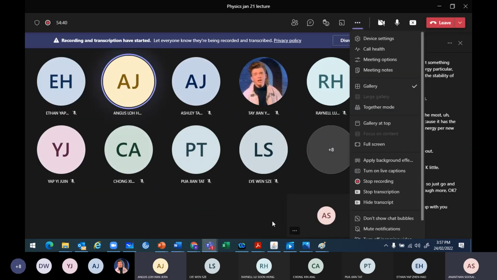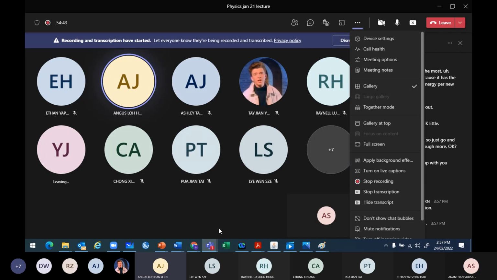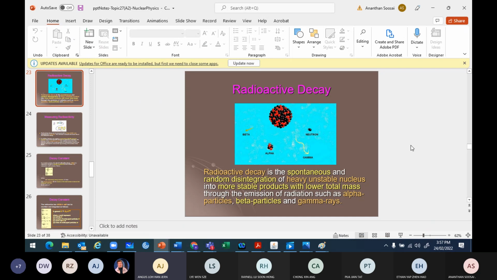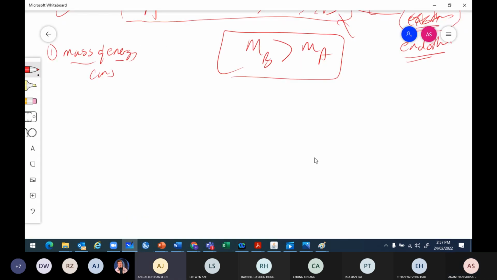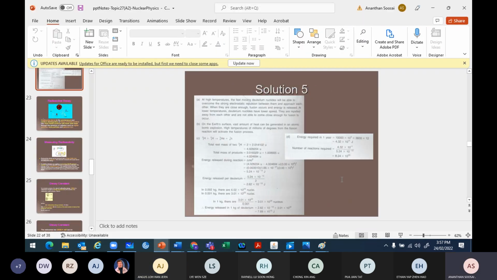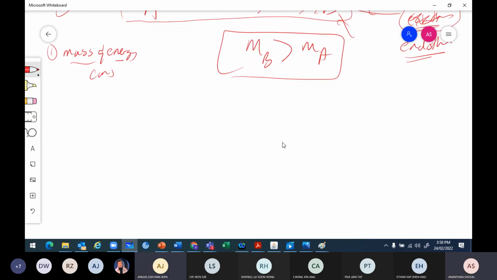Yes, I have a question. Why is the binding energy of smaller nucleons bigger than the binding energy of a big nucleus? The binding energy of a smaller nucleus is normally smaller than that of the big nucleus. Then just now when you showed this one, can you scroll for us? Inside your whiteboard.